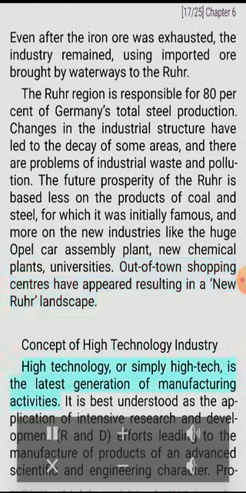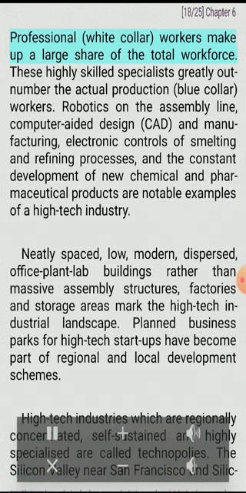Concept of high-technology industry. High technology, or simply high-tech, is the latest generation of manufacturing activities. It is best understood as the application of intensive research and development (R&D) efforts leading to the manufacture of products of an advanced scientific and engineering character. Professional, white-collar workers make up a large share of the total workforce. These highly skilled specialists greatly outnumber the actual production, blue-collar workers.